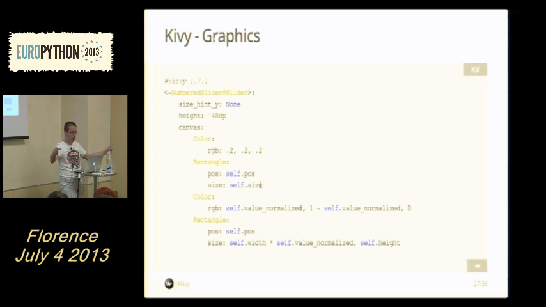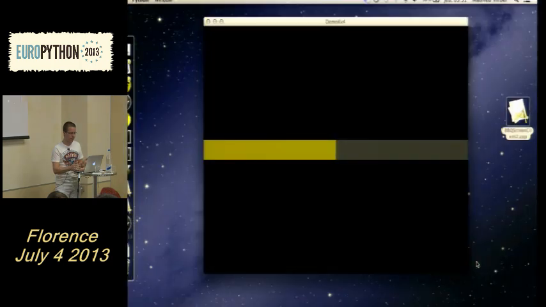Then I change the color again, and I will play a little bit with the value normalized to change from green to red. And I will add another rectangle on top of it. Let's see. This is my slider, and I can change it. Depending on the value, it will change the color. Okay?